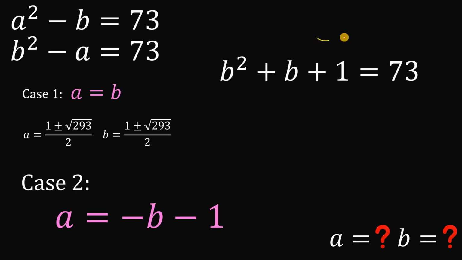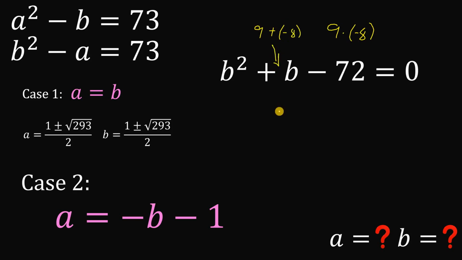Now, subtract 73 on both sides. If we subtract 73 on both sides, we get b squared plus b minus 72 equals 0. Now, this is easy to factor because we know 9 times negative 8 will give us negative 72, and 9 plus negative 8 will give us positive 1. So we can factor this as follows. We have b plus 9 multiplied by b minus 8. So this is the factored form of this quadratic equation.